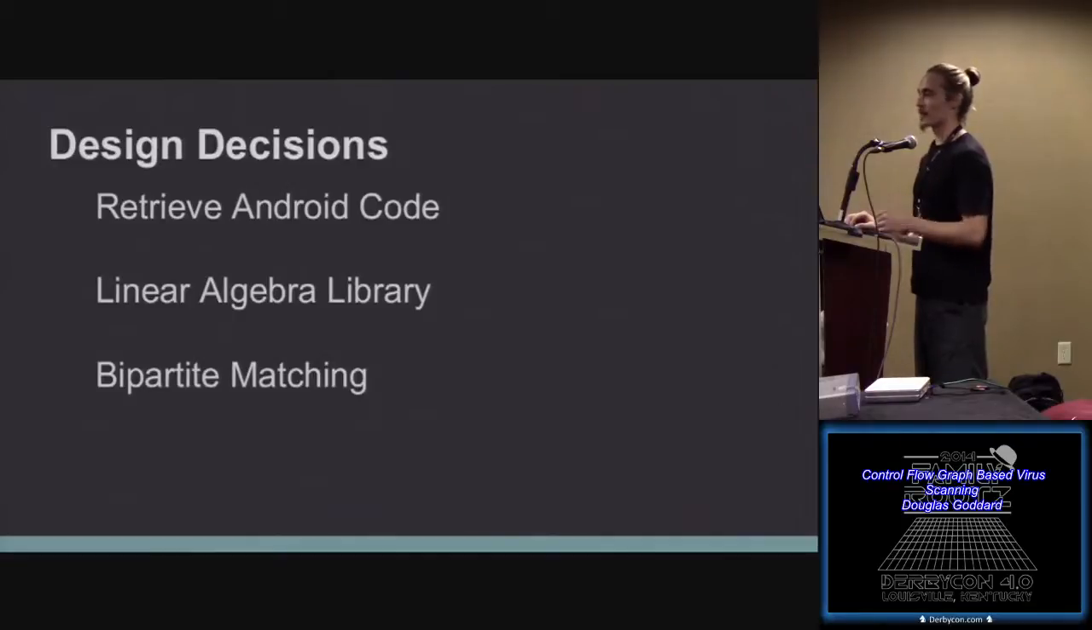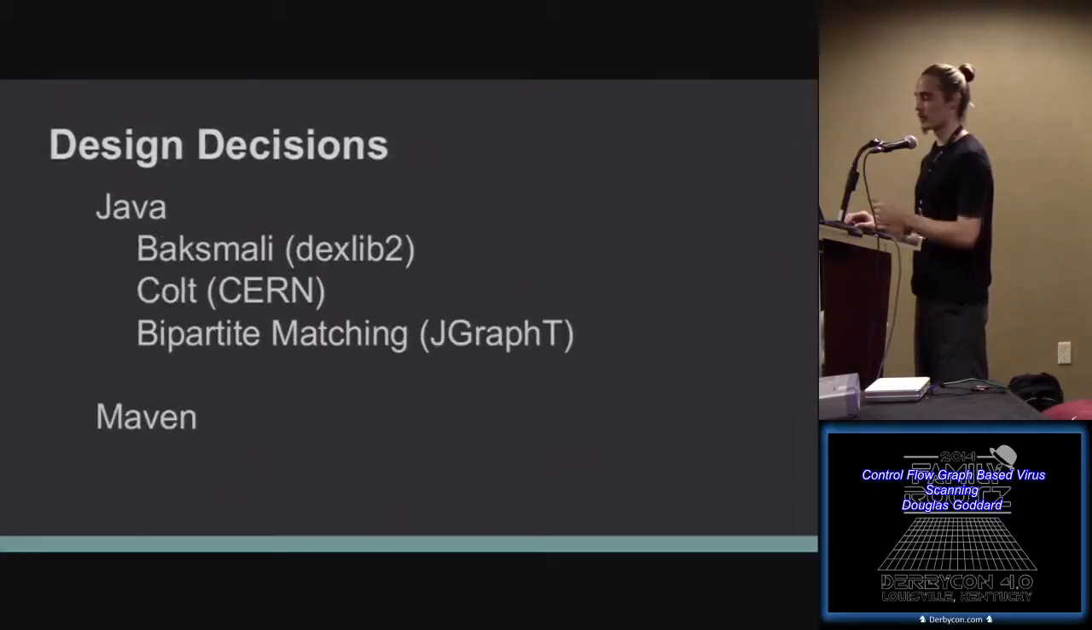So I found out that Java had bipartite matching already implemented, a good linear algebra library, and it could retrieve the Android code with the dexlib2. So that's how that got built. Just the build manager Maven, I hadn't used it before, and I think it's pretty cool. It will download dependencies for you and build it so you don't have to worry about your users trying to manage all the dependencies for your project.